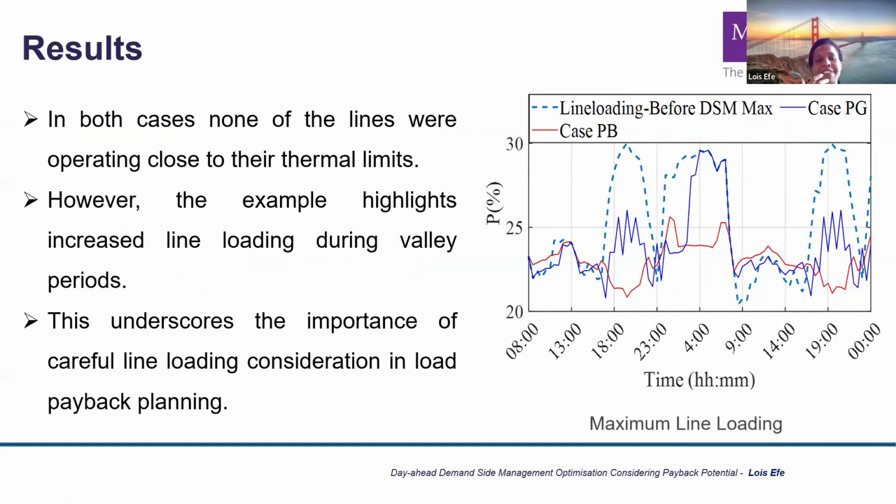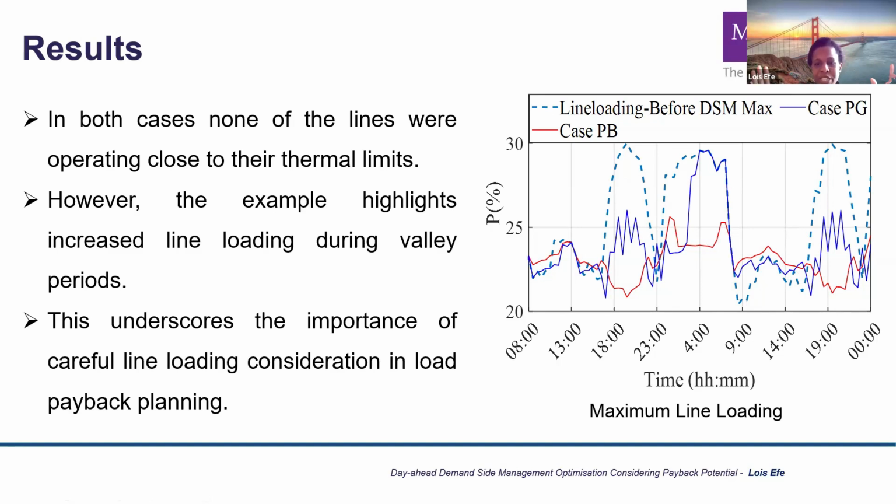And the final result I'll be sharing is the maximum line loading. We could see that in both cases, they were operating close to the thermal constraint. The maximum line loading was about 30%. However, it is very important to highlight the increased line loading during the valley period. If you notice, during the valley period, compared to the loading before DSM, when loads are being increased during payback, we see an increase in the line loading. So it underscores the importance of careful line loading consideration in load payback planning.